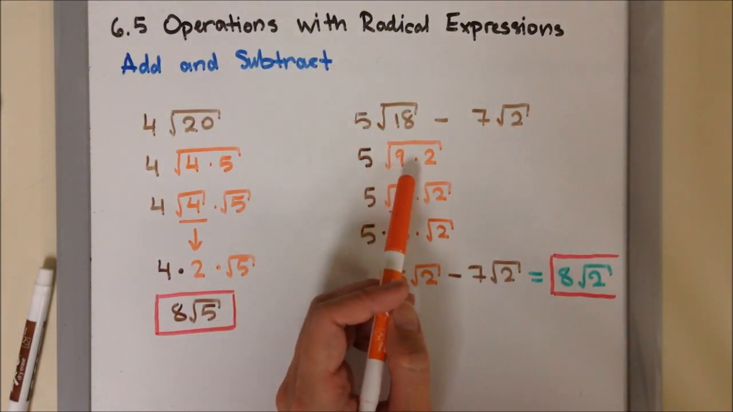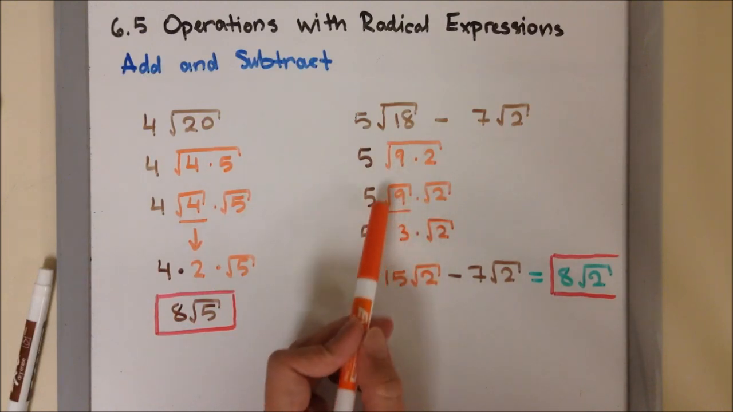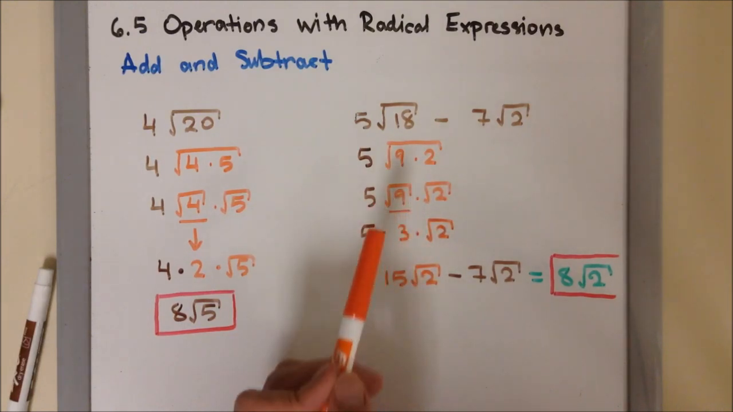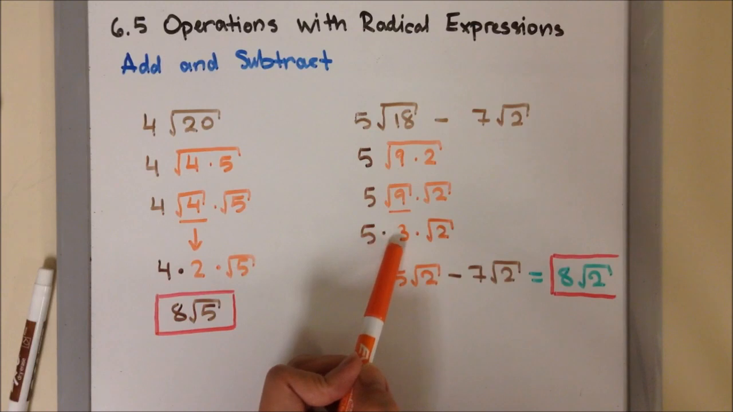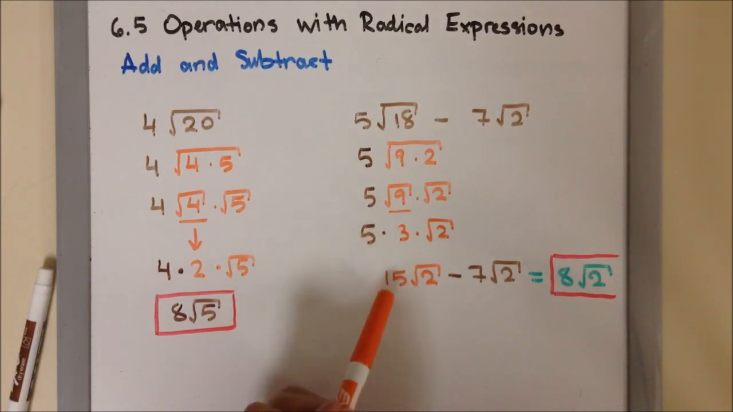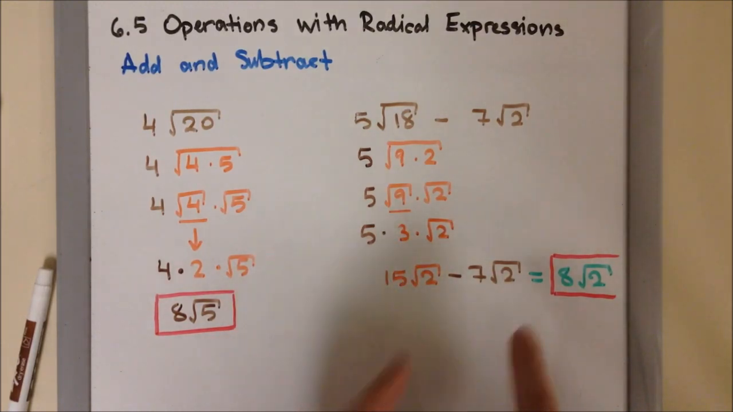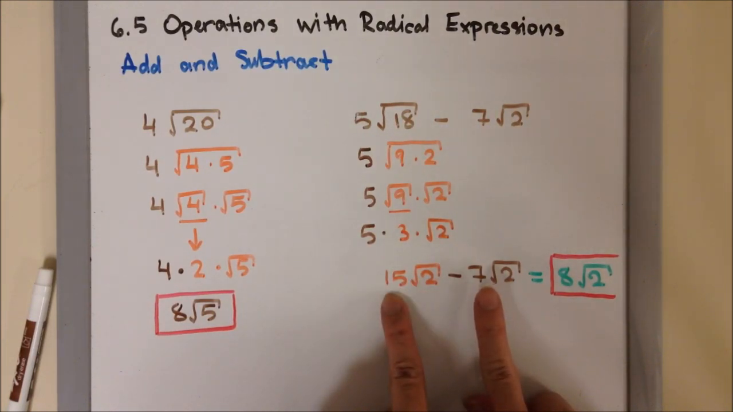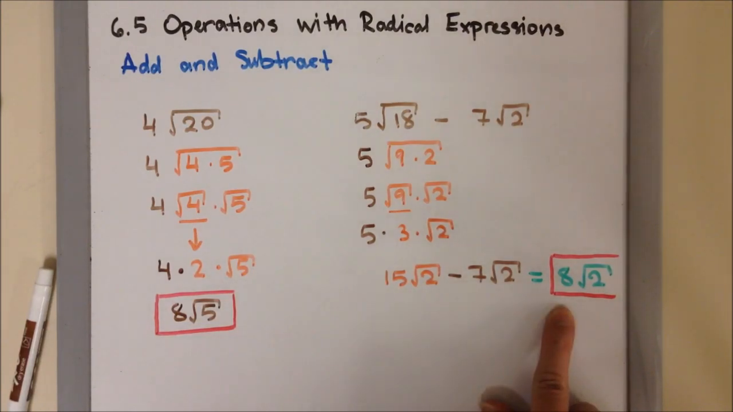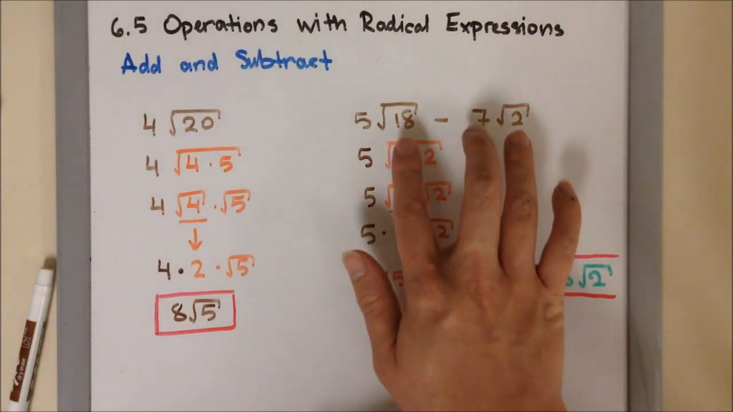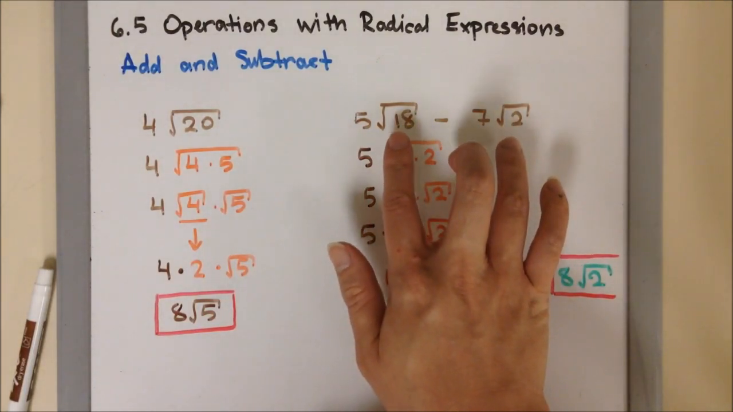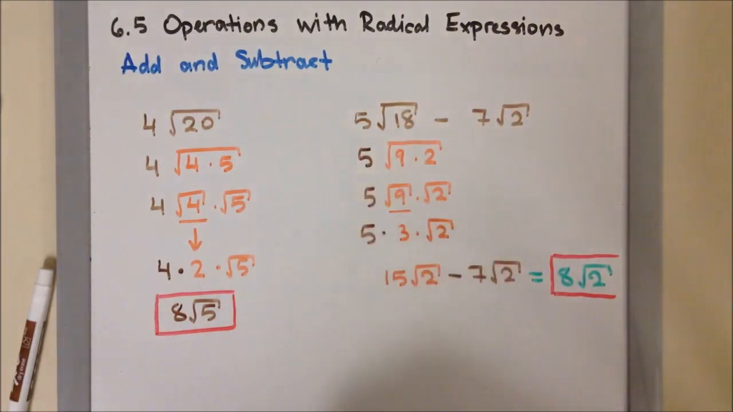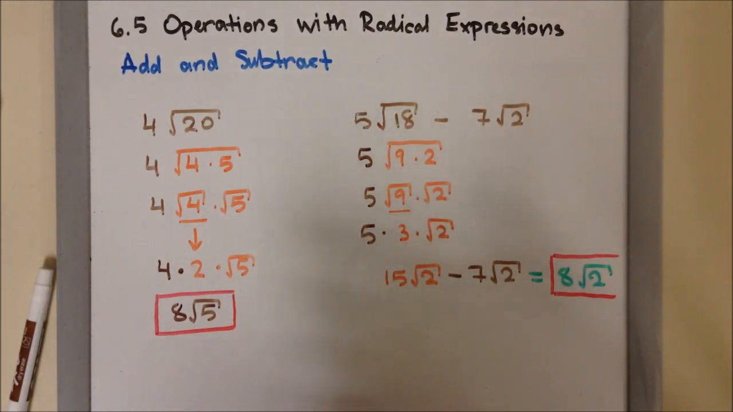So therefore I break it down to 9 and 2, and then I could do the square root of 9, which is 3. And then I multiply that 3 to the outside number, which is 5. That's how we got 15. And at this point, they have the same radical, so therefore I can combine the 15 and the minus 7, and then I get 8 square root of 2. So again, if they're not the same radical, check if you can simplify one of them or both of them.